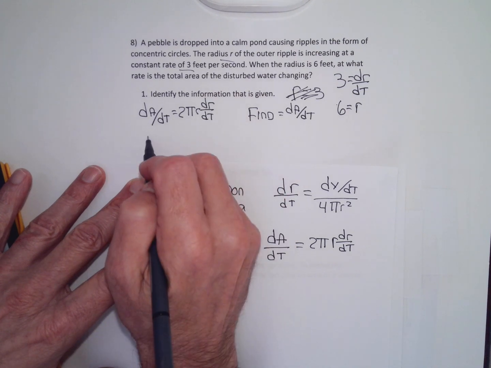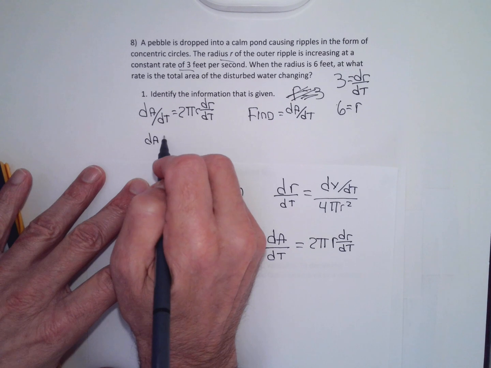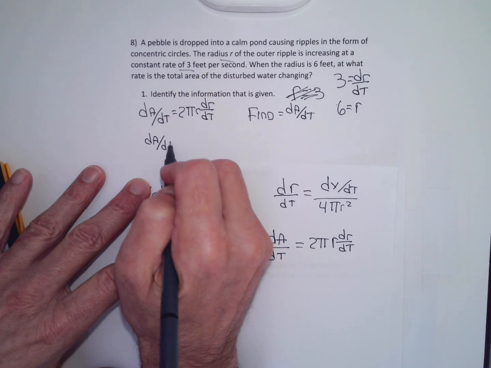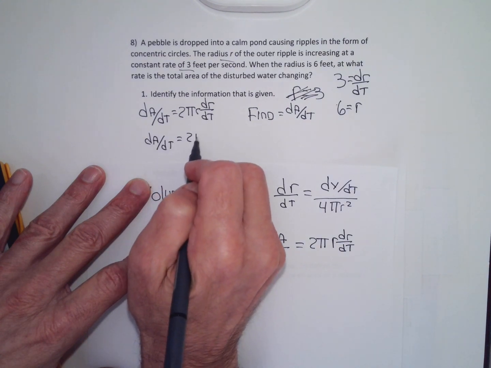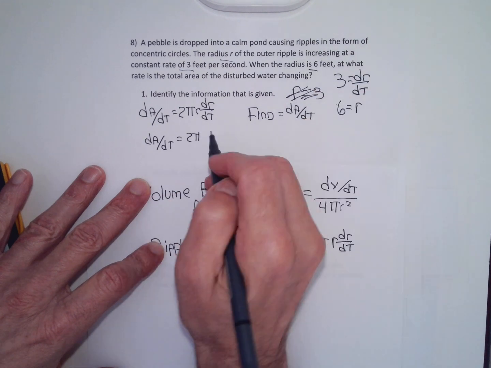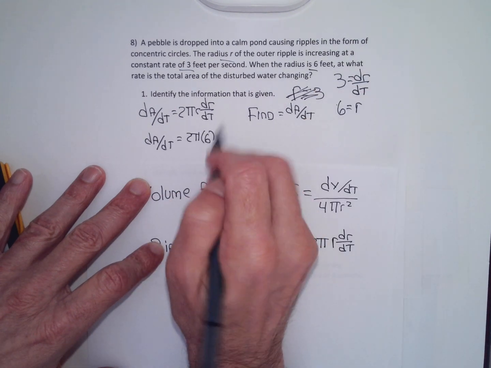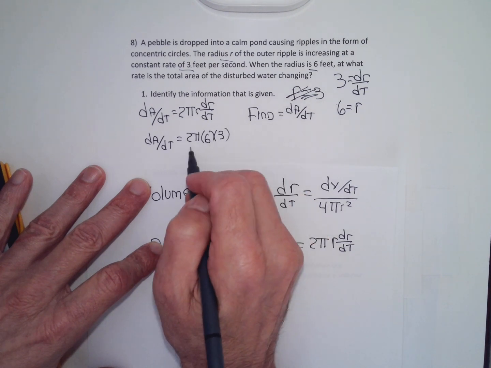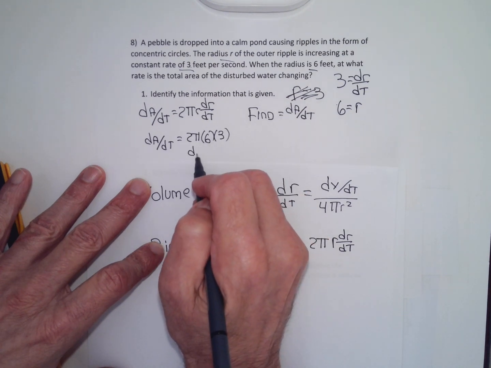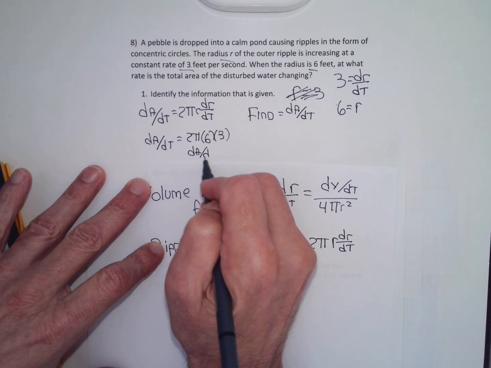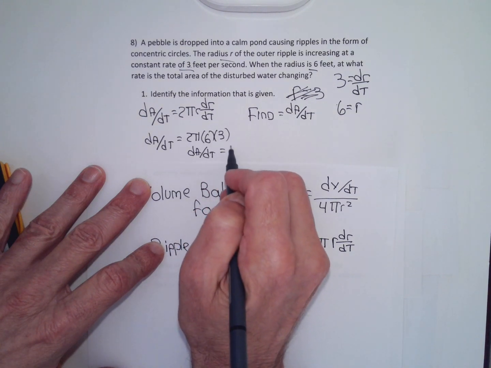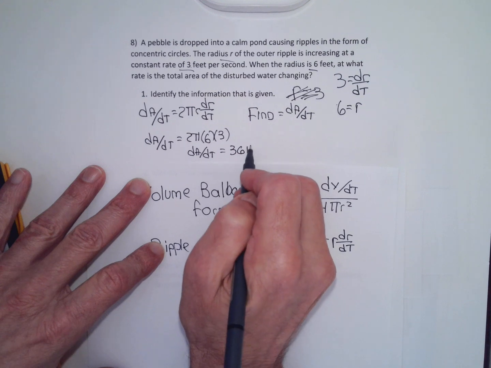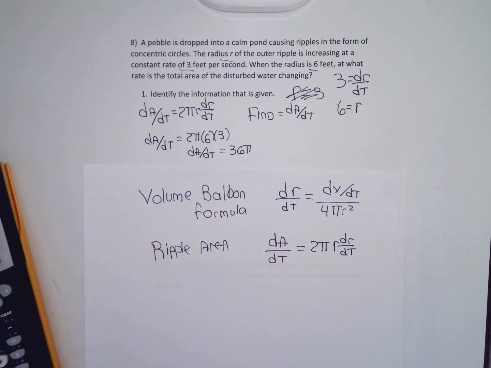We'll have to get some units on this, but the rate at which the area is changing is 2 pi. The r is 6 feet. The dr dt is 3 feet. This is 36, I think. So I get the area is changing at 36 pi. Now I need units.